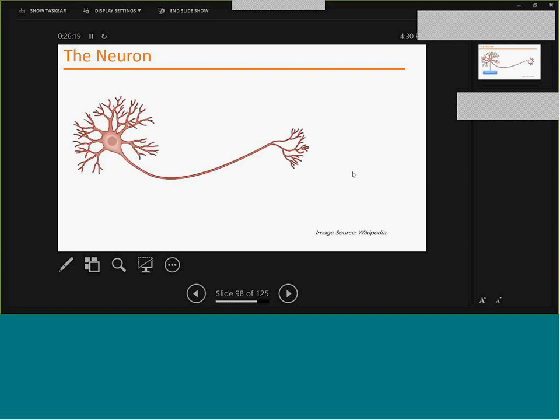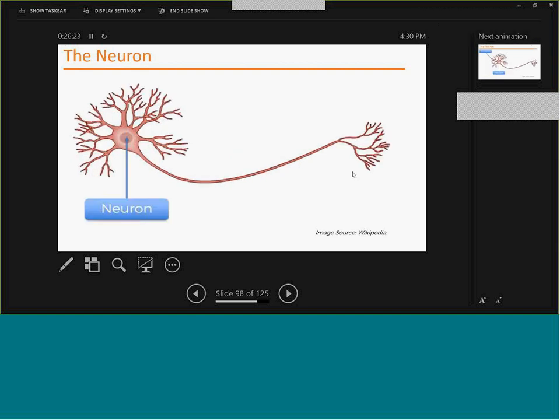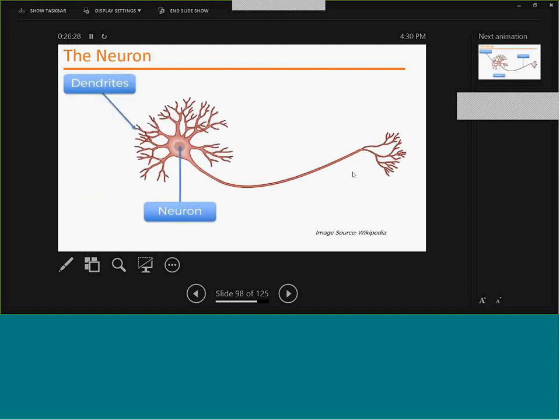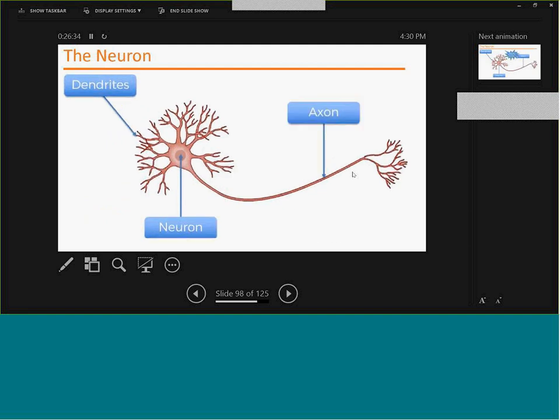So this is a neuron, and it has three different things. One is the neuron body itself. The second one is the dendrites, the branches which receive the signal, and the third one is the axon. This tail, we call it the axon. And how exactly do these three things work together?